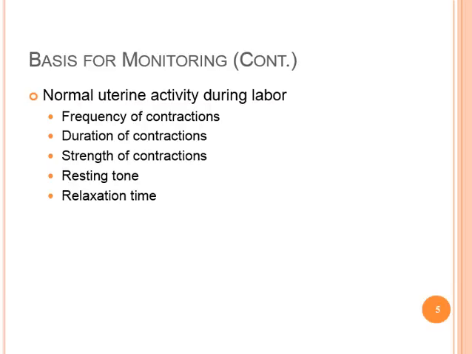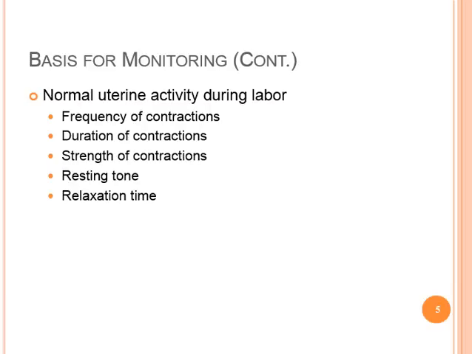So remember what I told you in class: the tip of your nose is mild, your chin is moderate, and your forehead is a severe contraction. And if we don't have the internal monitor, the intrauterine pressure catheter, we can't tell the exact strength or intensity of the contraction. We can only palpate and kind of guesstimate how strong the contraction is.